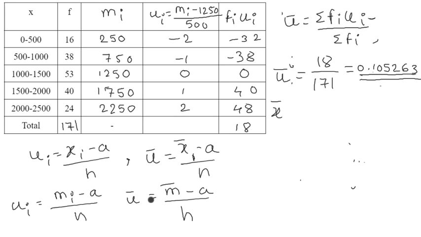So u bar is nothing but, in our case it is m bar, because we have taken the middlemost observation instead of x. X and m is nothing but the same. So what is the value of m bar? M bar is nothing but u bar into h plus a. So m bar is nothing but u bar into, what is the value of h, that is 500, plus what is the value of a, that is 1250.